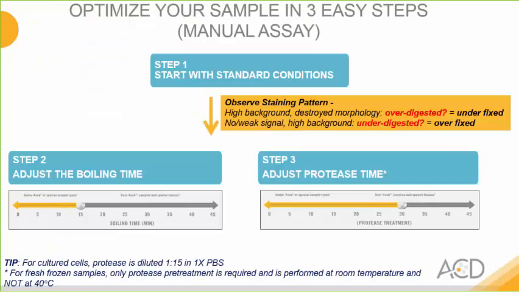Okay, so in summary, we recommend to begin with standard conditions, and then you can observe the signal intensity and then background. If you see high background, destroyed morphology, or if you see weak signal with high background, then you can adjust the pretreatment conditions accordingly.